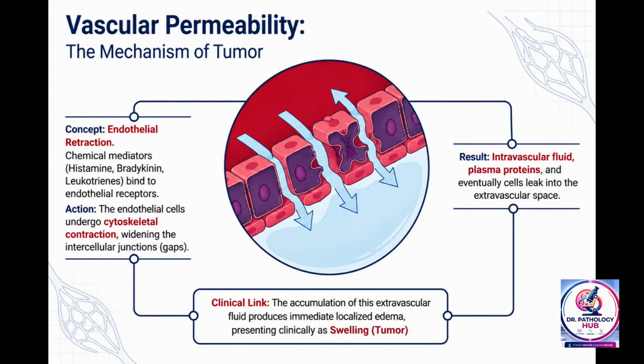How does the swelling happen? The primary driver is endothelial retraction. Inflammatory mediators bind to specific endothelial receptors, causing the cells to undergo cytoskeletal contraction. This physically widens the intercellular junctions, creating gaps. Intravascular fluid, plasma proteins, and eventually leukocytes leak directly into the extravascular space, presenting clinically as tumor.